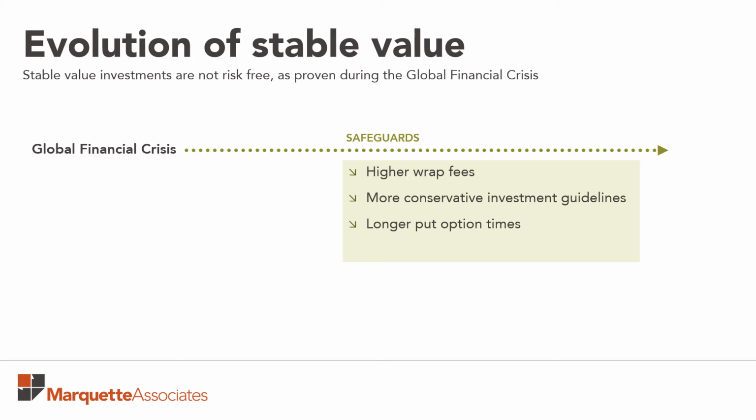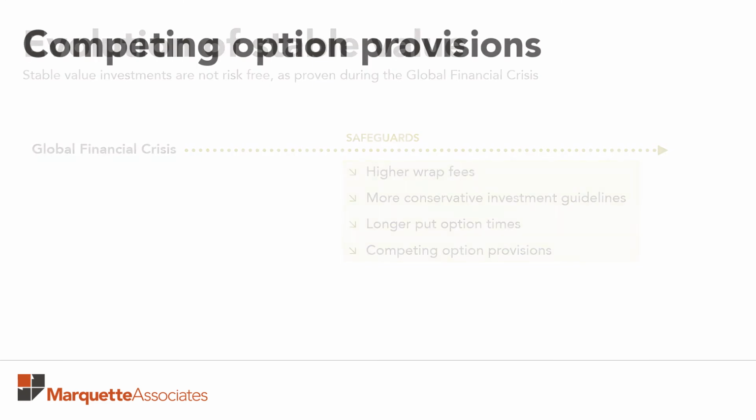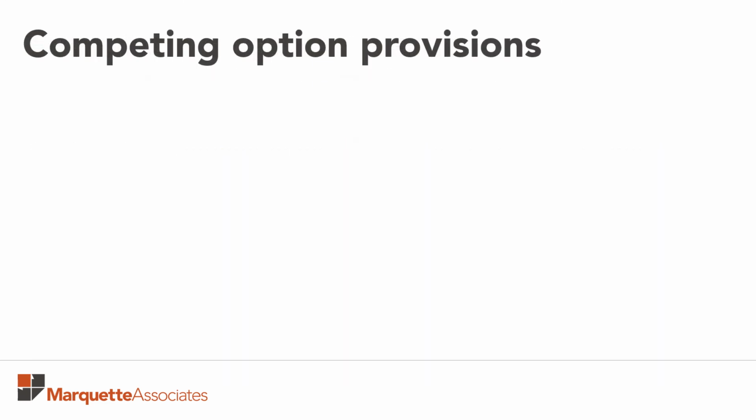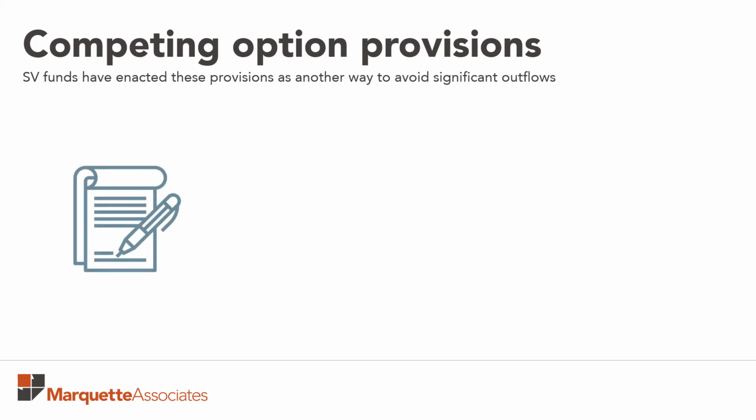One area not mentioned that protects stable value managers is competing fund clauses. Another way to avoid significant outflows in stable value funds and penalizing long-term investors, stable value funds have enacted competing option provisions. The competing option provisions prevent a mass exodus out of the fund, say if interest rates increase, to other accessible products that are more attractive.